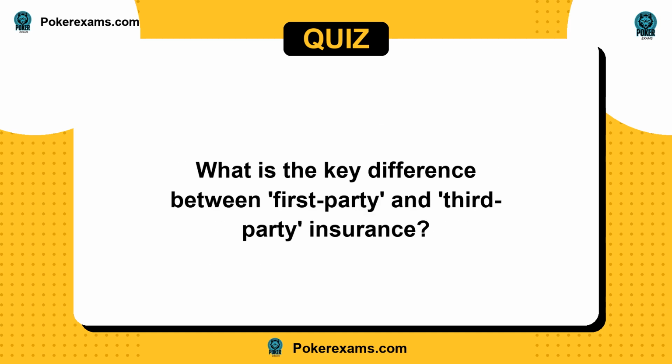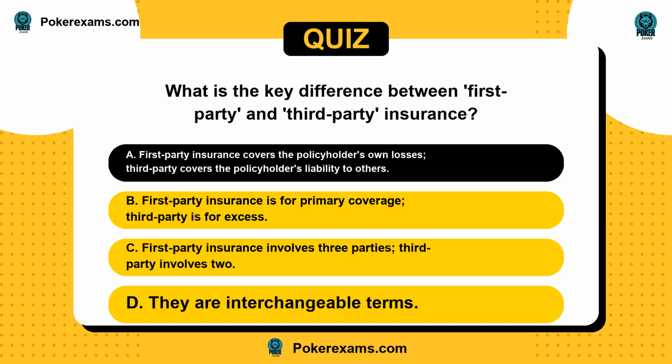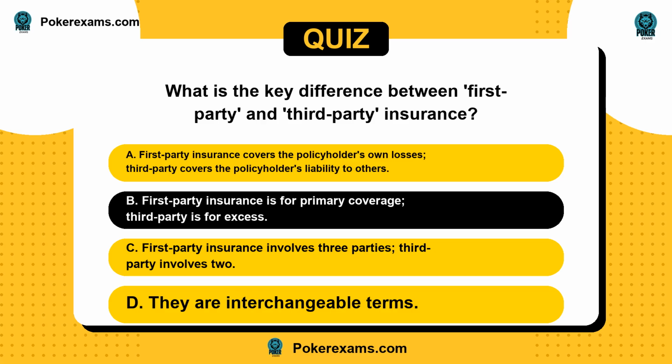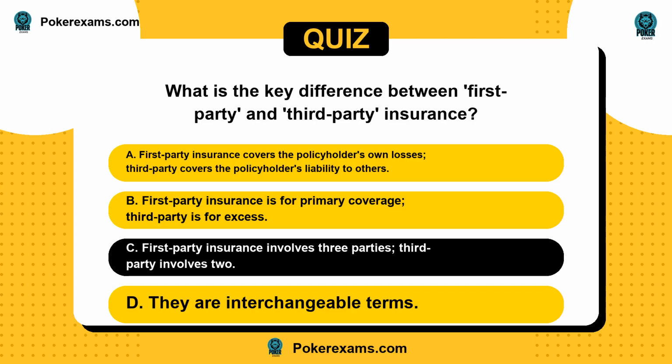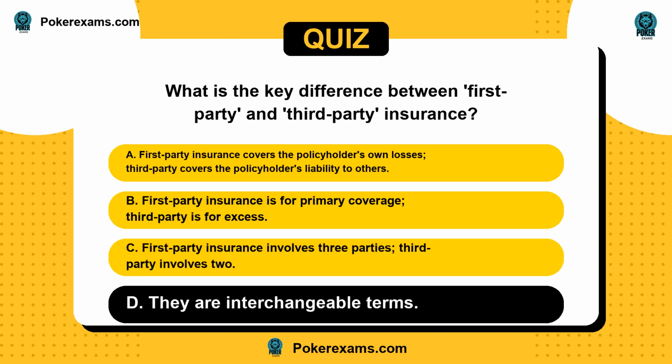Next question. What is the key difference between first-party and third-party insurance? Is it A, first-party insurance covers the policyholder's own losses, third-party covers the policyholder's liability to others? Or B, first-party insurance is for primary coverage, third-party is for excess? C, first-party insurance involves three parties, third party involves two? Or D, they are interchangeable terms?